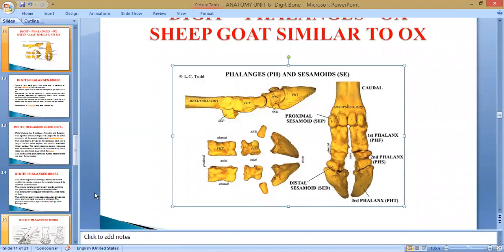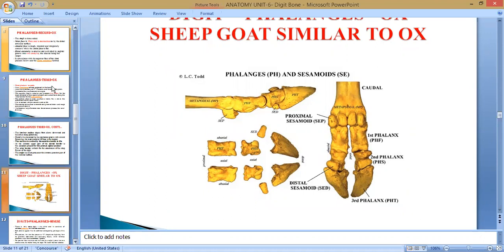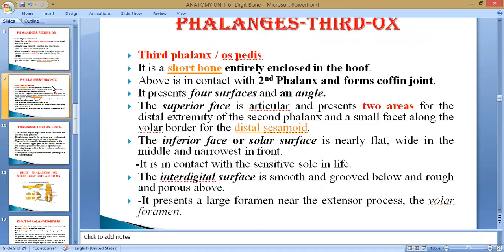So we will discuss here the third phalanx of the ox for the description. Yes, third phalanx for the description. Sorry.